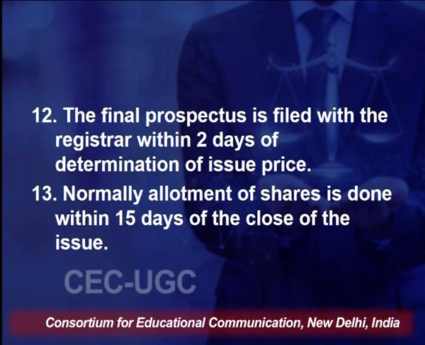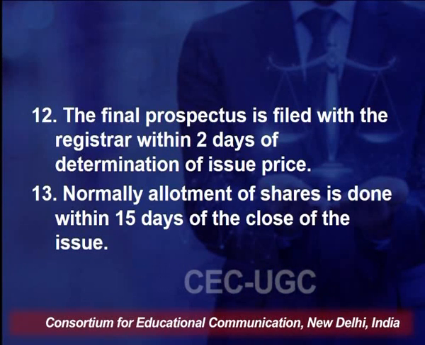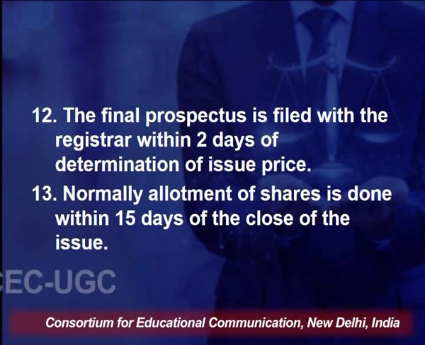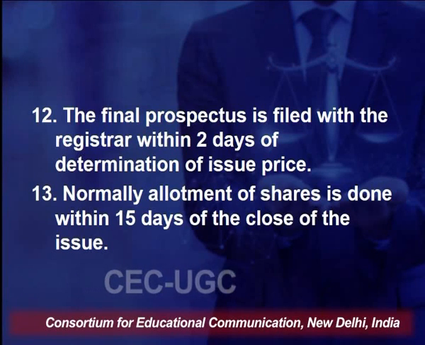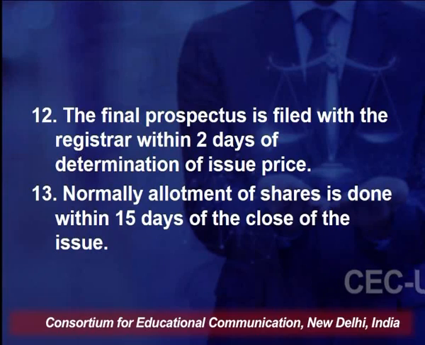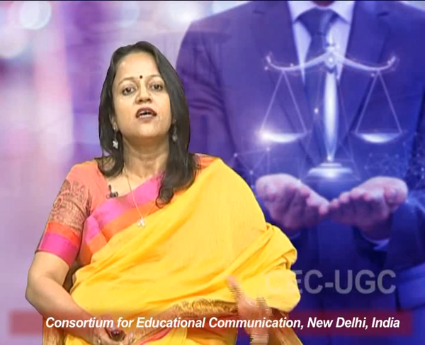Next, the final prospectus. As I told you, initially the red herring prospectus was issued, then the final prospectus is filed with the registrar within 2 days of determination of the issue price. After the issue price is determined, within 2 days of that, a final prospectus is to be filed with the registrar of companies. As I told you, the final prospectus or the normal prospectus contains the price at which the securities are going to be issued by the company.